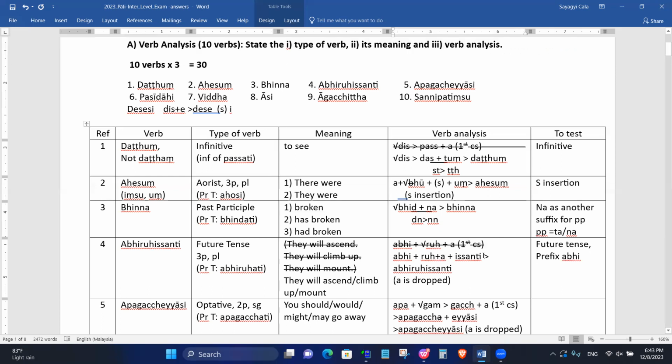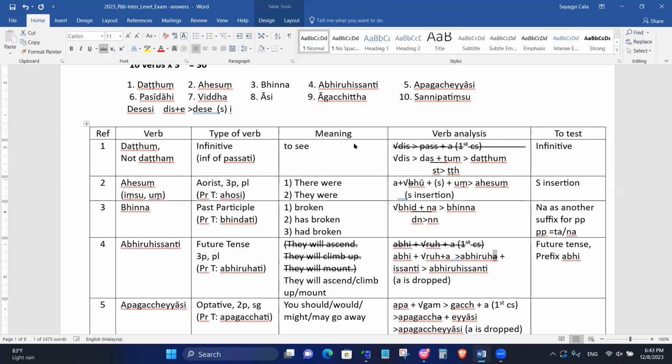Okay, so actually the best way is not like this. Sumedha, you should do it like this, okay? Abhi plus, you show me the verbal base first. So abhi plus the root plus a. So you got the abhi, Abhiruha, okay? Then the Abhiruha, you plus the Isanti. Then from here, you minus the A. So this will be clearer.